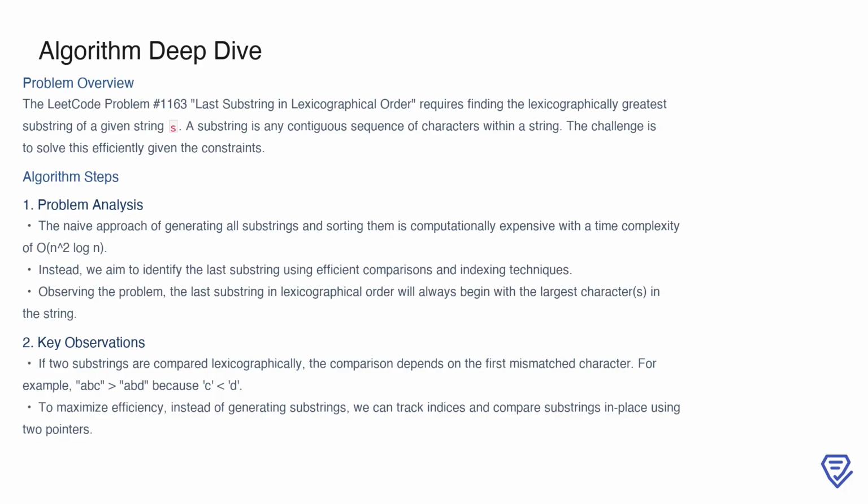One critical observation is that the last substring in lexicographical order will always begin with the largest character, or characters, in the string. This observation helps us narrow down the problem. Additionally, when comparing substrings lexicographically, the result is determined by the first mismatched character. For example, in comparing ABC and ABD, the decision is made because C is less than D. Using this insight, we can forego generating substrings and instead focus on comparing indices directly, which is far more efficient.